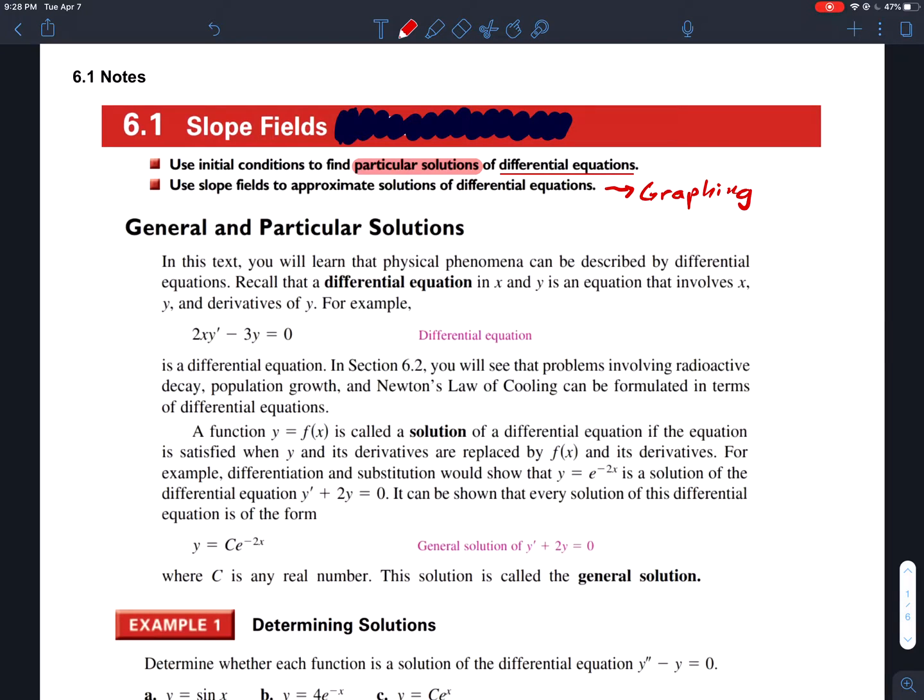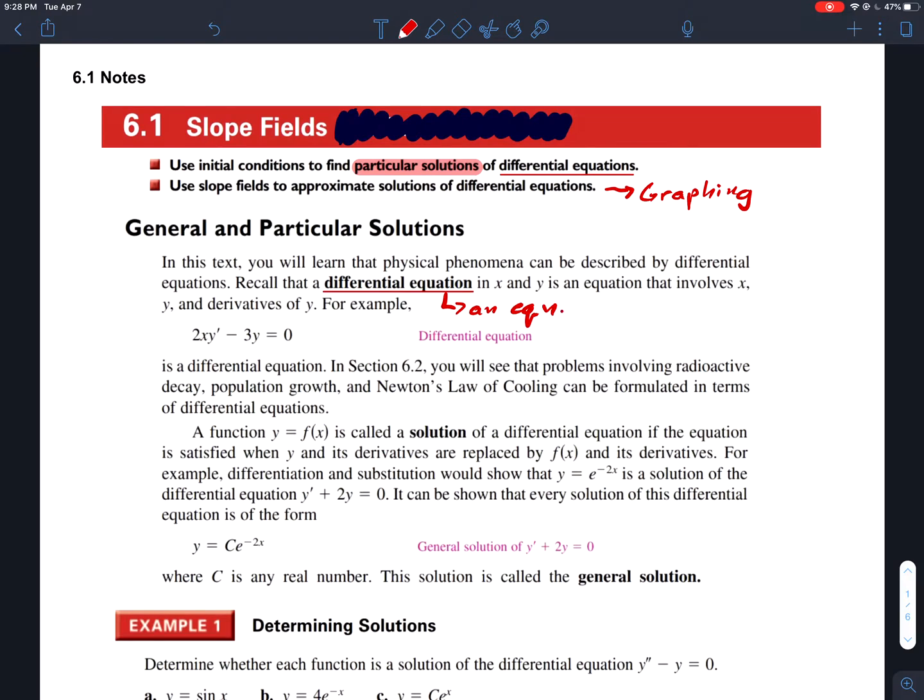All right, so what exactly is a differential equation? In this text, we learned that physical phenomena, a lot of things that happen in the real world, can be described with differential equations. A differential equation is essentially any equation that has a derivative in it. So a differential equation, by definition, is simply an equation containing a derivative.